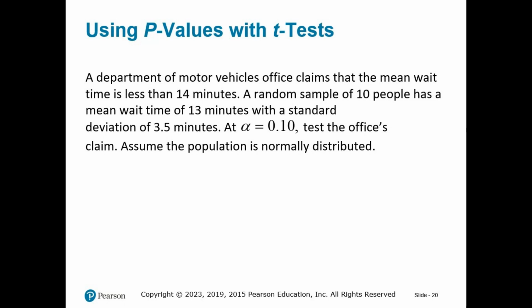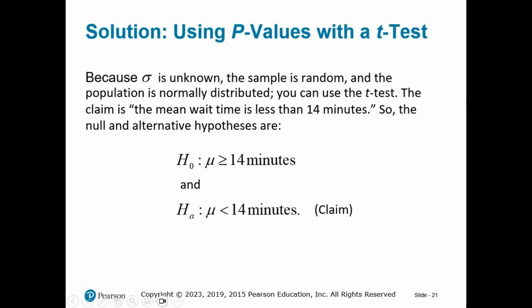What is our claim? That the mean wait time is less than 14 minutes, so less than, which is an inequality. That means our claim is in the alternative hypothesis. Pause the video and write those hypotheses. Hopefully this is what you got, that the null hypothesis is mu is greater than or equal to 14 minutes, and H sub A is mu less than 14 minutes. Okay, after that we're ready to use the calculator shortcut.